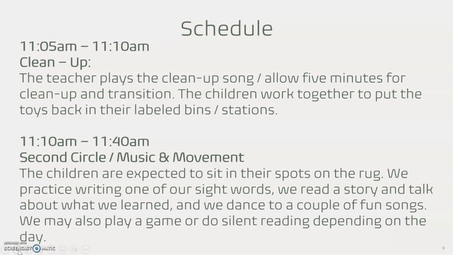And then from 11:10 to 11:40, we do second circle and music and movement. Second circle is just like first circle. The children sit on the rug. And then we will practice writing one of our sight words. We'll read a story and talk about what we learned. And then we will dance to a couple of fun songs. Sometimes we will play a game, or we might do some silent reading, just depending on the day and how the children feel.